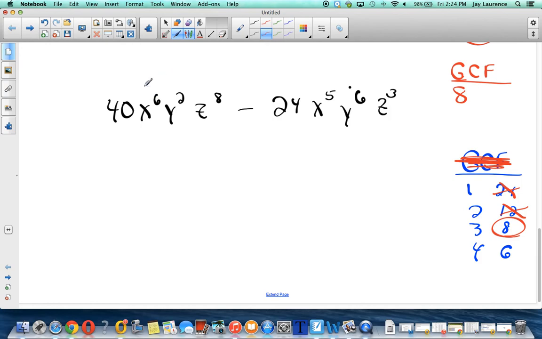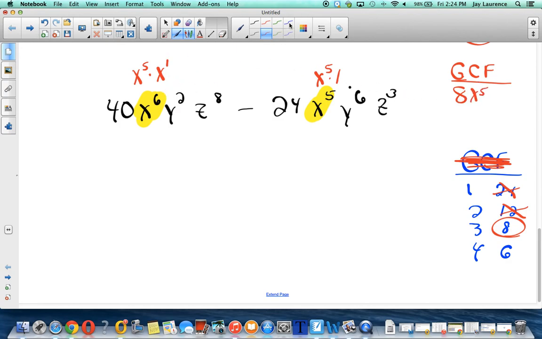Now let's check the x's. Okay, I've got x to the 6th and an x to the 5th. I'm going to highlight those. Well, the lowest degree is x to the 5th. Hey, could I think about x to the 6th as x to the 5th times x to the 1st? And this would just be an x to the 5th times 1. Yeah, so you see they have an x to the 5th in common.